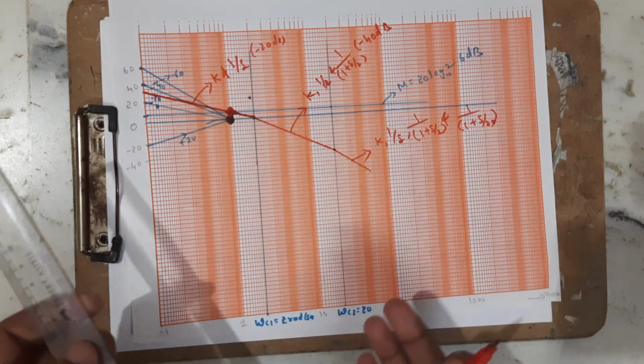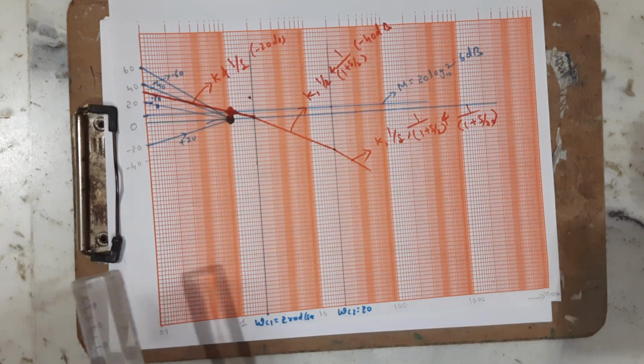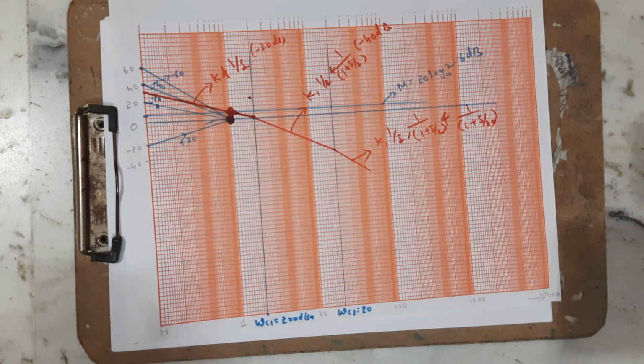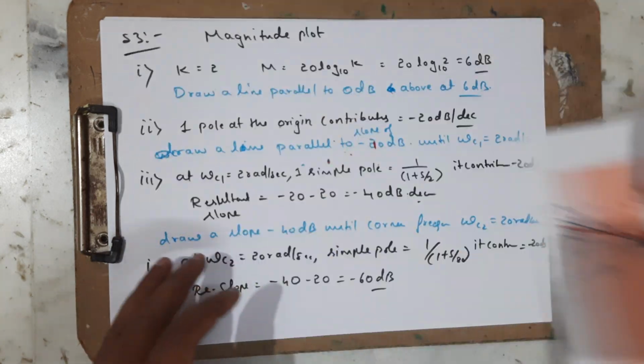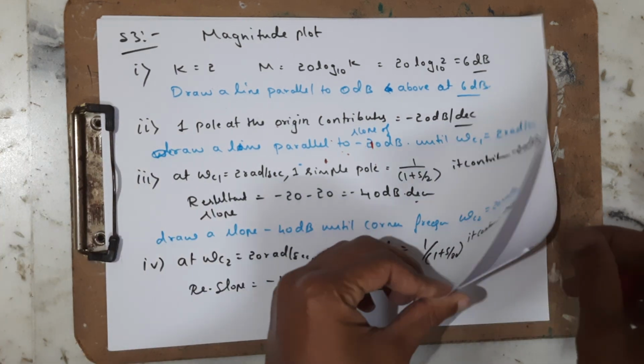So after drawing the magnitude plot, the next step is to find out how to draw the phase angle plot. Let me show you how to draw the phase angle plot. What are the steps associated with it?